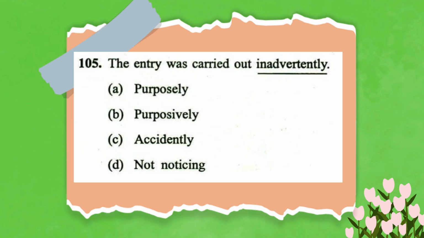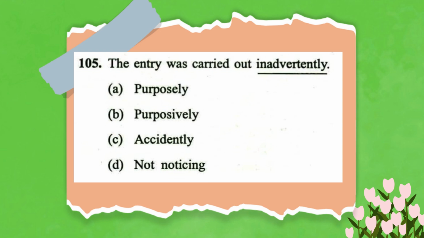Now there is a question on your screen which says: the entry was carried out inadvertently. We have to find the antonym. Let's break down the options given in the question. We'll use the elimination strategy to find the answer. First, option C is accidentally. This is the exact meaning of inadvertently. We are looking for the opposite, so this is the synonym and we can eliminate it.